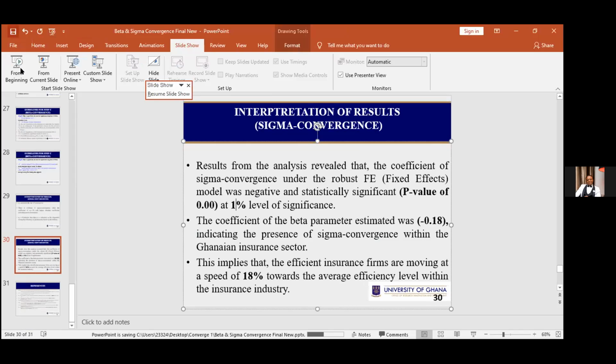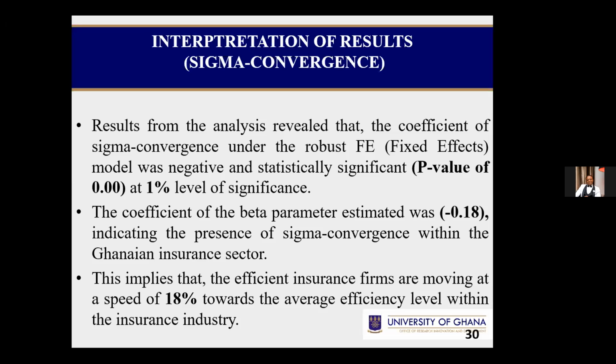Okay, so our p-value was 0 at 1% level of significance. So we rejected our null hypothesis, and then we chose the fixed effect model over the random effect model. So we went further to estimate the robust fixed effect model.